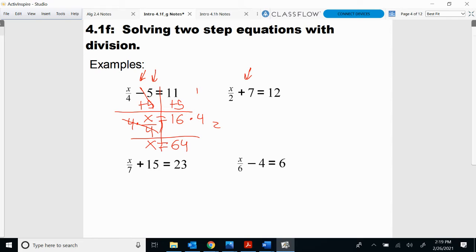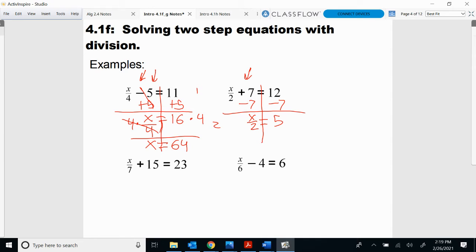First thing we're going to cancel off is the plus 7. So we're going to do the opposite of that. We're going to go minus 7. Same thing to the right side. Get our lines there to stay nice and organized. Bring down your x divided by 2, your equal sign, and that's going to work out to 5.